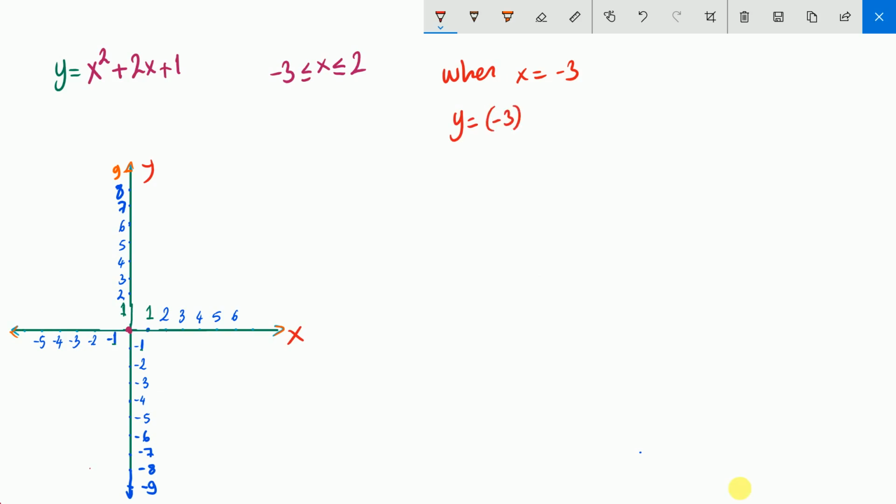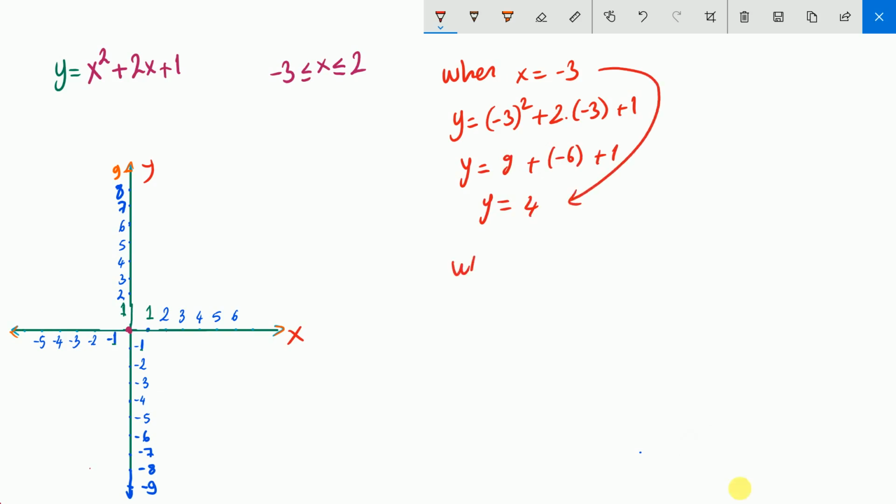(-3) squared. We use parentheses. Notice again, plus 2 times -3 plus 1. So y equals -3 times -3, which is 9, plus -6 plus 1. So y will be 4. When x is -3, y will be 4.